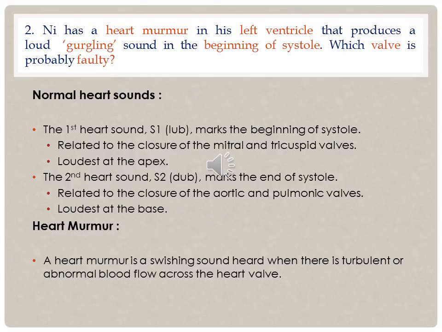For a normal heart, there are two heart sounds. The first heart sound marks the beginning of systole, and the second heart sound marks the end of systole. The first heart sound is heard when there is closing of the mitral and tricuspid valves, which is loudest at the apex, whereas the second heart sound marks the end of systole, which is related to the closing of the aortic and pulmonic valves, which is loudest at the base. When the heart sound is abnormal, it is known as a heart murmur. A heart murmur is actually a swishing sound heard when there is abnormal blood flow across the heart valves.